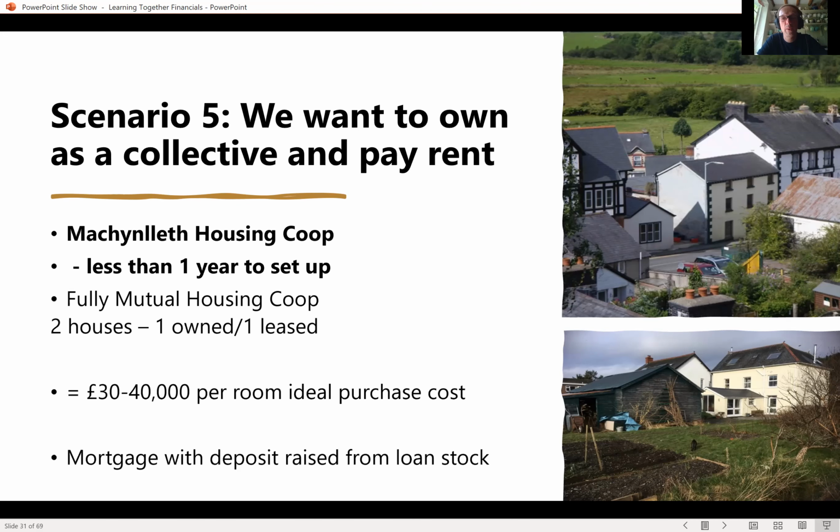So this is Machynlleth Housing Co-op. There's two houses in this co-op. One's owned and one's leased. One of the houses has been owned now for 3 or 4 years, and there's a whole economic model around this type of housing co-op that works out that it's affordable if each room costs between £30,000 and £40,000 to buy. So if you're looking at a 4-bed house and the purchase cost is about £160,000, then the model works on that basis.